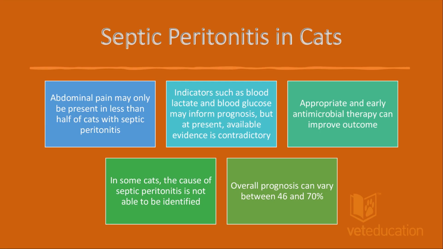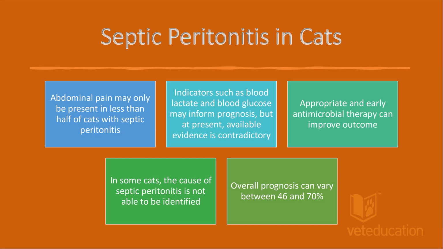Appropriate and early antimicrobial therapy can improve outcome, and with beta-lactam antibiotics, we're going to use intravenous formulations because we want high concentrations nice and early in our patient's treatment. So intravenous amoxicillin, or if you've got amoxicillin and clavulanate in an intravenous form, that's how we would use it.